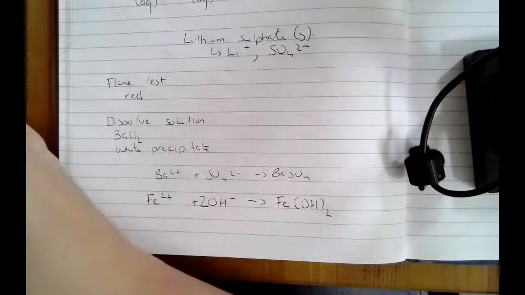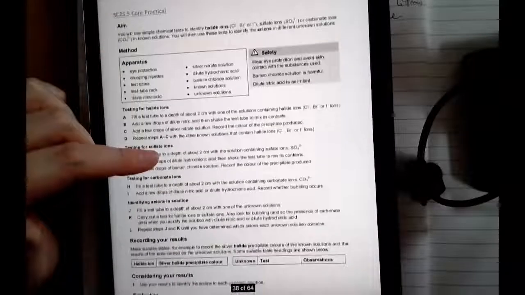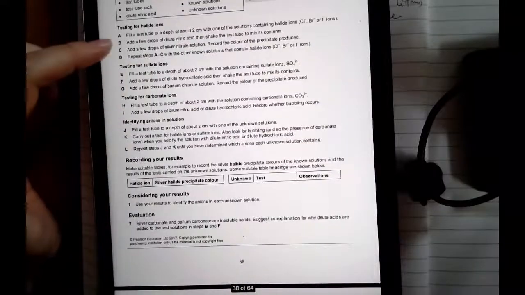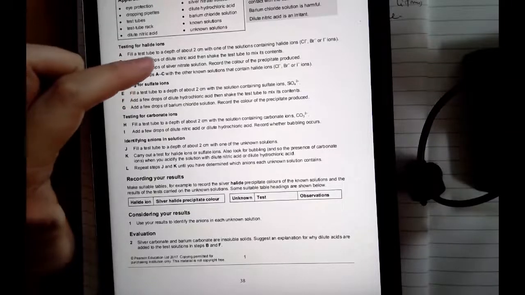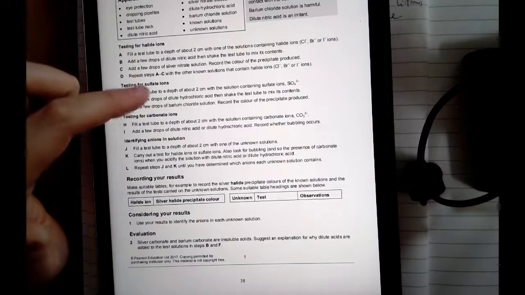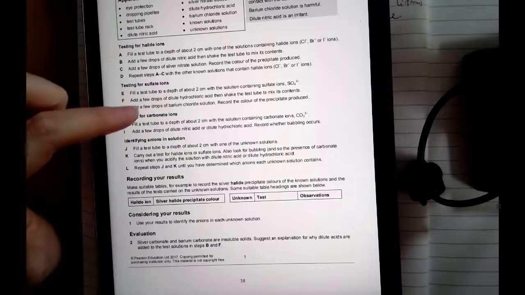Beyond that, the only other thing I want to point out is, if you look here at the method, I know we never actually did this core practical, but you'll see here, testing for halide ions, testing for sulfate ions, you're always adding in some acid before you do the test. Do make sure you include that. The mark scheme looks for it.